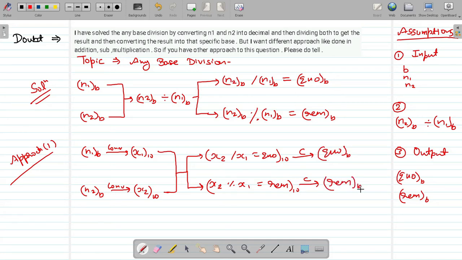I'm assuming that she would have been doing it in this way. So this is also not wrong if you are doing it. If we had this question on Pepcoding's website, or in any contest with an online judge, they will not be able to know how you did it, because you have the same input n1 and n2 in base b, and the output is also the same, quotient and remainder in base b.